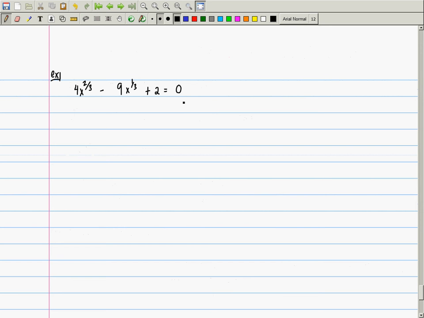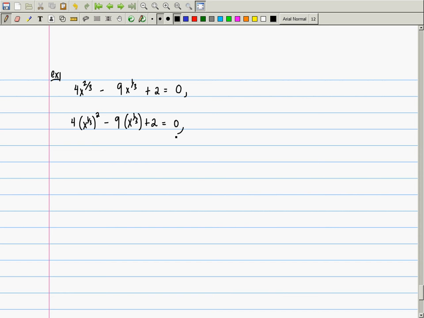So what do you think? We need to make a substitution. So like in the last example I did, I said u is x squared. What do you think we should say in this one? Let's think about it for a minute. Okay, so then notice that this first term, 4x to the 2/3, can be written like 4 times x to the 1/3, squared. And then minus 9x to the 1/3 plus 2 is 0.